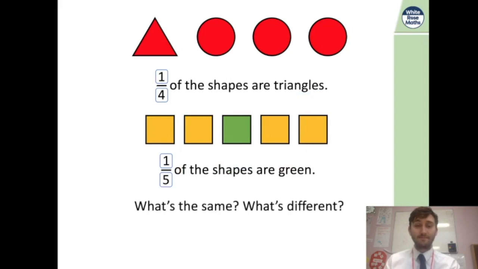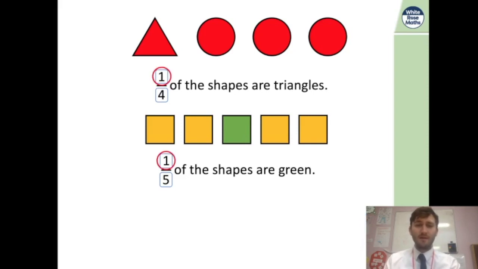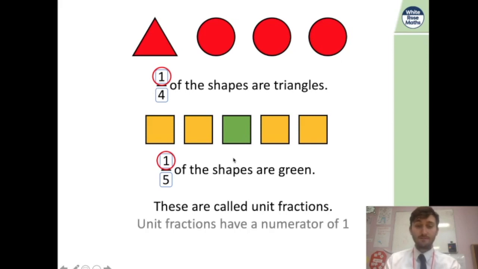Just like that. Now, what is the same about these? So I've got 1/4 and 1/5. What is the same and what is different? Pause the video and have a think. Okay, so let's see. What's the same is my numerators are both 1. So these are called unit fractions. So when my numerator is just 1, that's what it's called. Unit fractions have a numerator of 1.